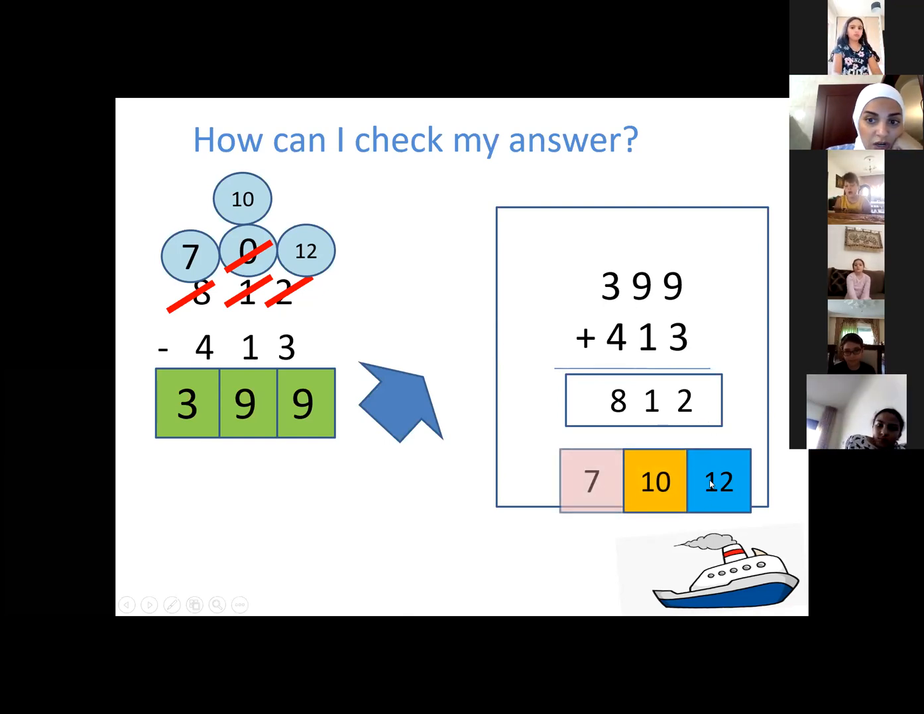Here are the boxes, Abdul Karim. 9 plus 3 is 12. Then we regroup. Then we have 9 plus 1 is 10 and 3 plus 4 is 7. When you add them together, Wissam, are you okay?